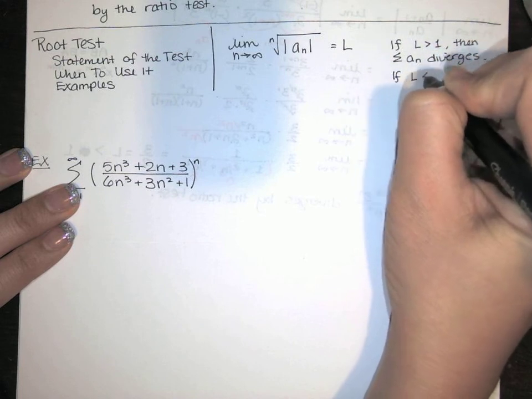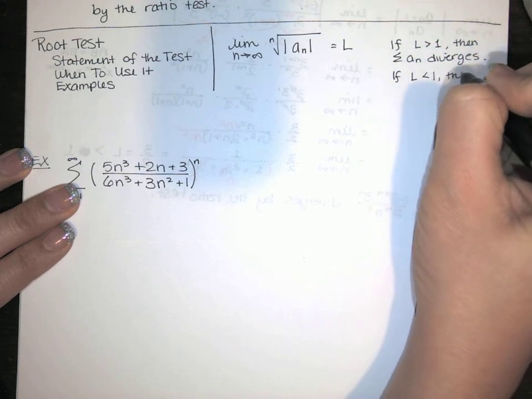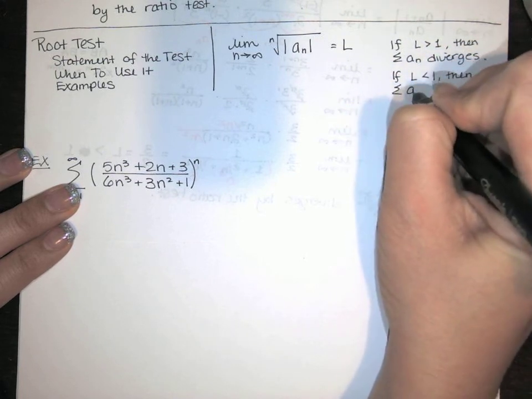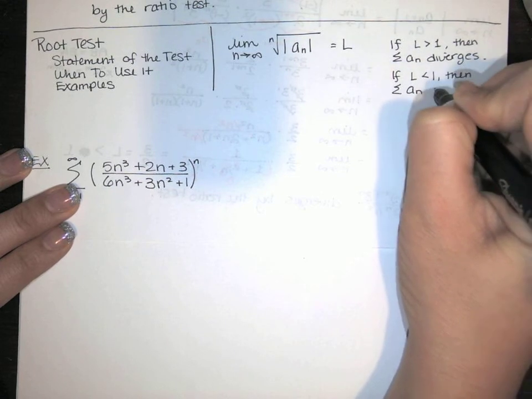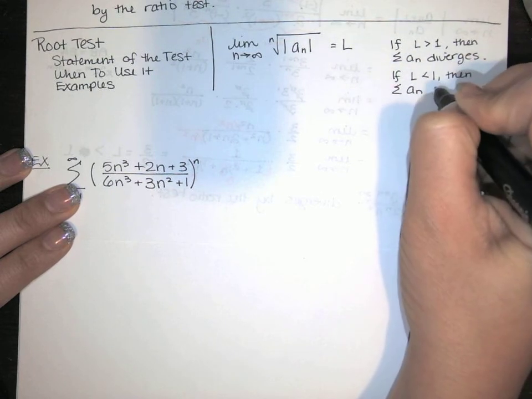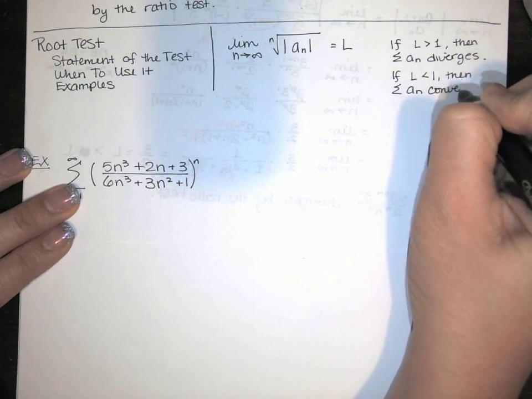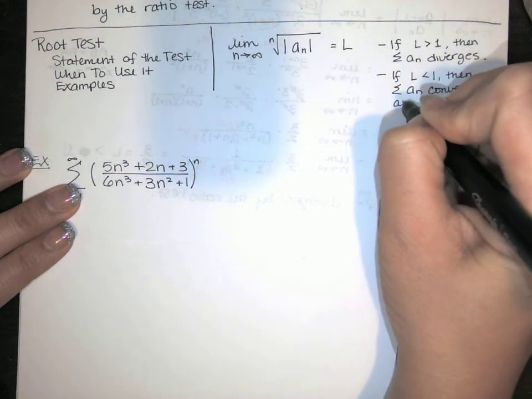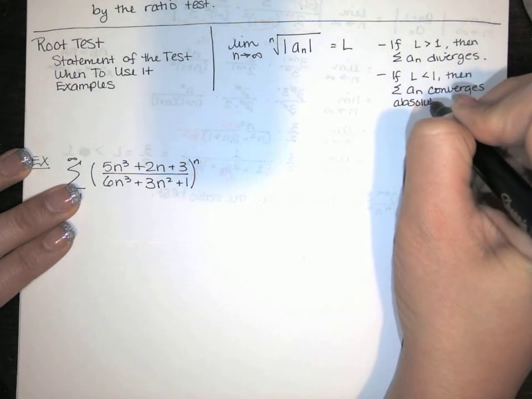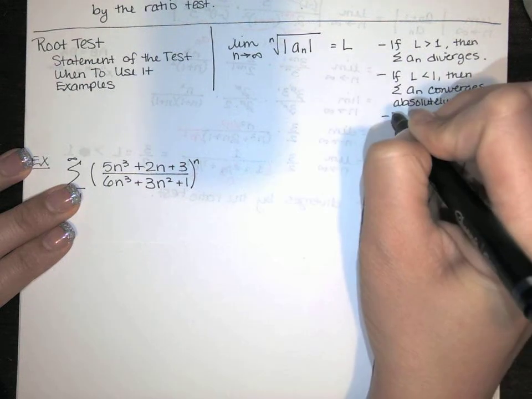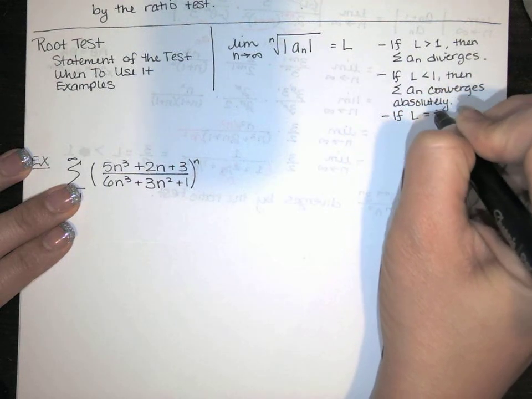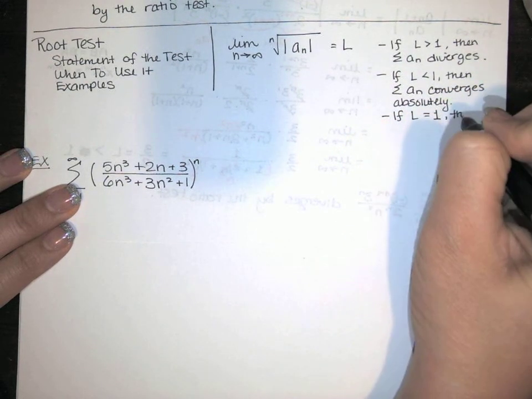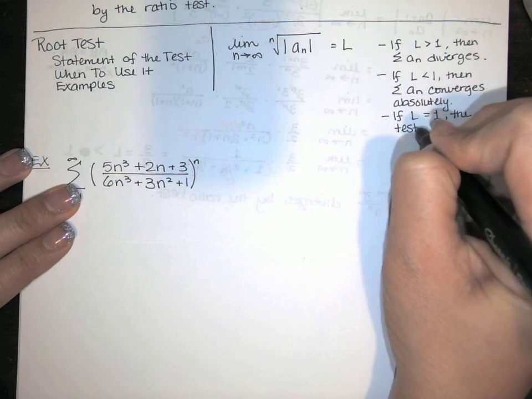If L is less than 1, then the series a sub n is absolutely convergent, or we could say it converges absolutely. Or if L is equal to 1, the test is inconclusive. Try another test.